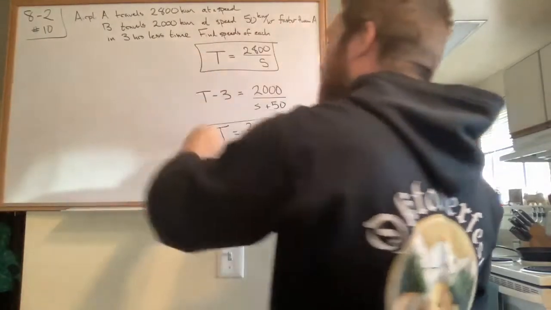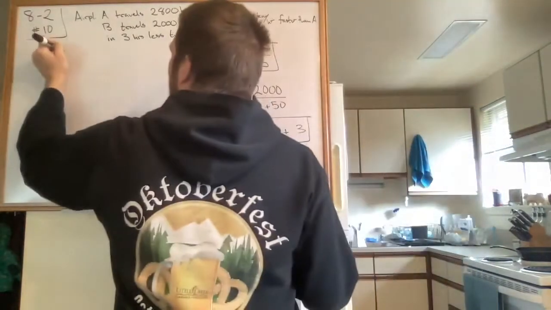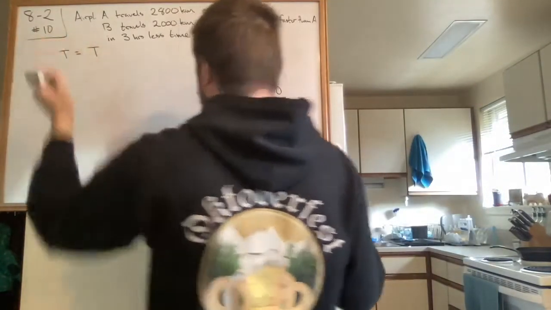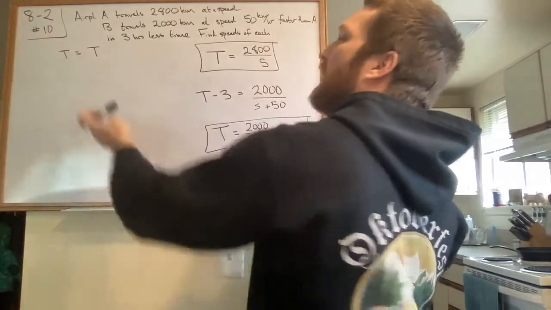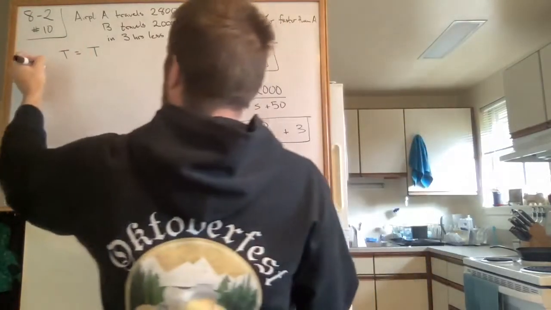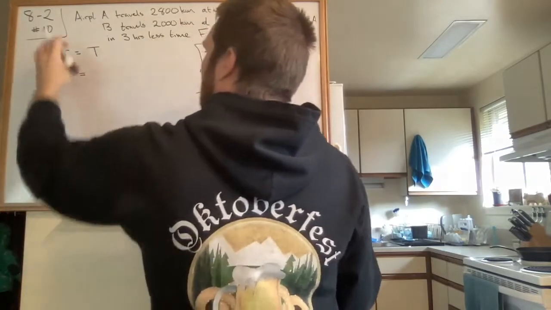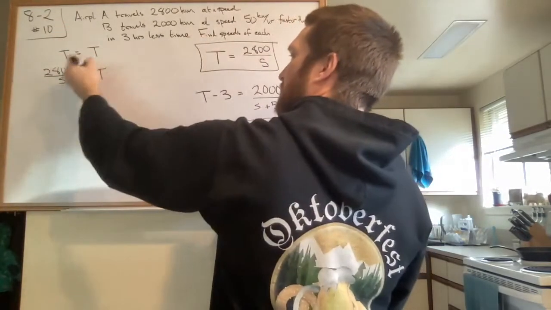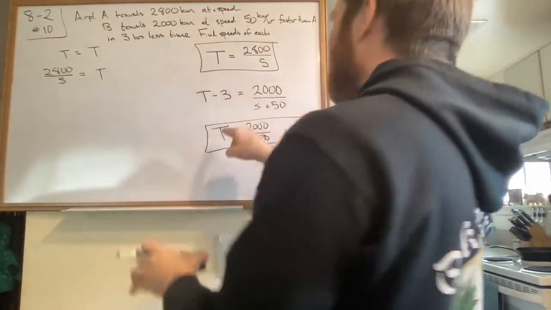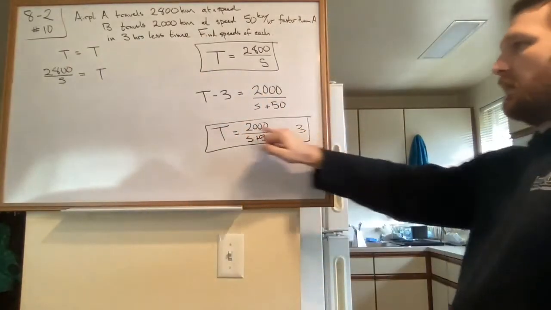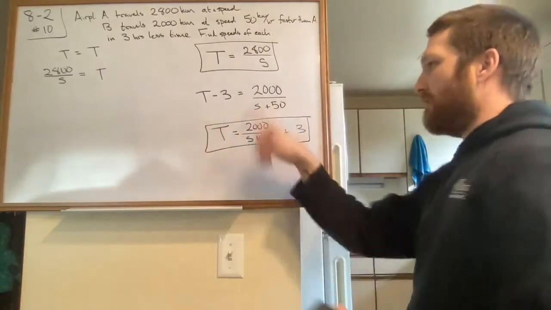So t equals t. I'm even going to write that. t is equal to t. Yes, yes, it is, Justin. And on one hand, t is equal to this: 2,800 over s. That's t, so that still equals t. But on the other hand, t is also equal to this. So I could replace that with that right there.